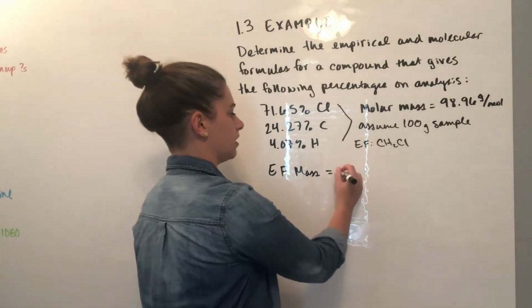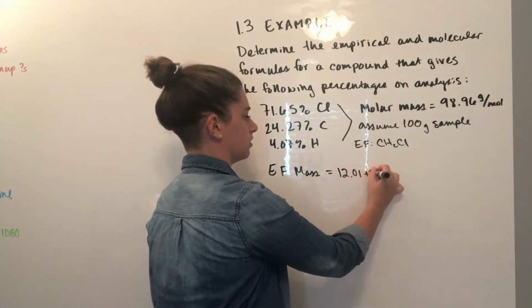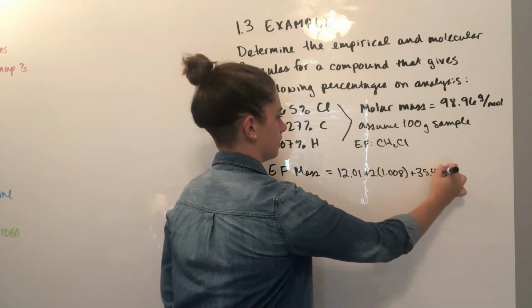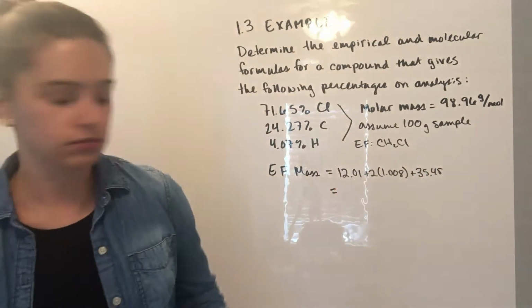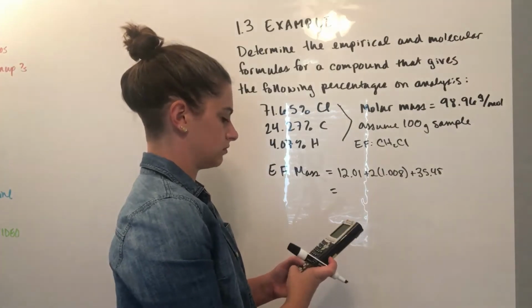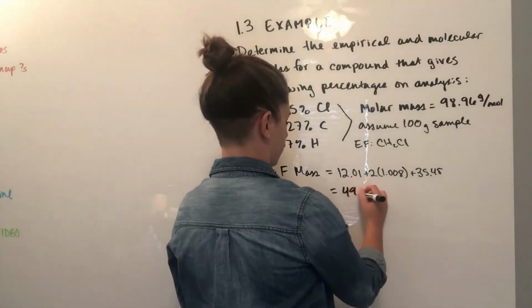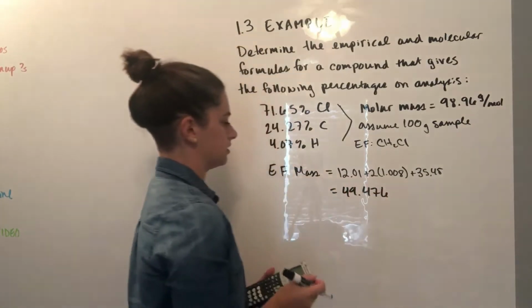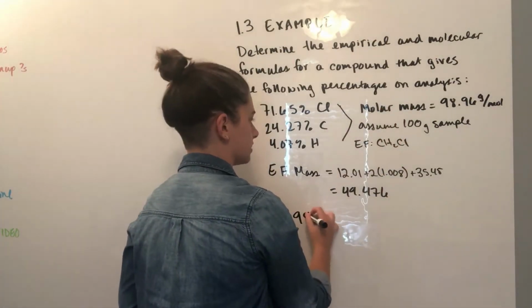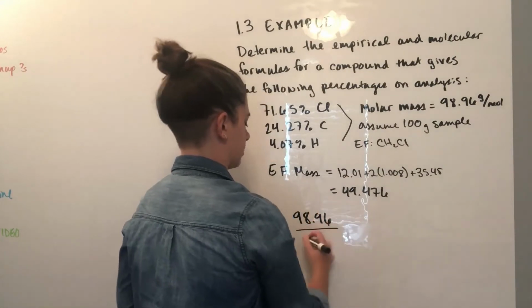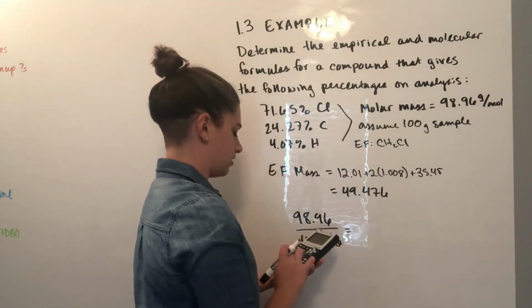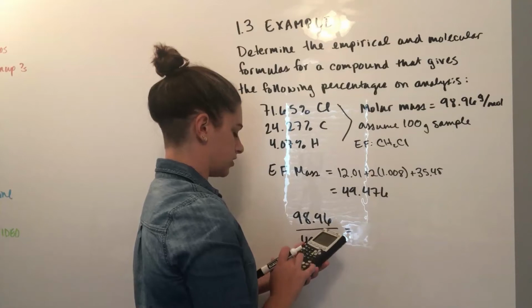Okay, so I've got a carbon, which is 12.01, plus 2 hydrogens, plus a chlorine, which gets me a mass of 49.476. Now, I'm going to compare my empirical formula mass to my molar mass. So my molar mass is 98.96. My empirical formula mass is 49.476. When I divide that, I'm 99% sure it's going to come out to 2.